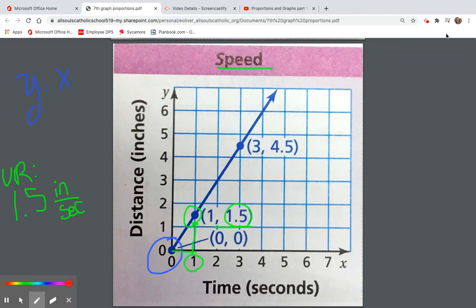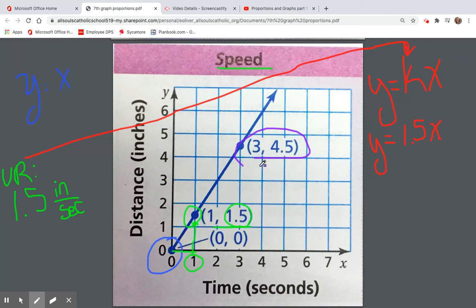Knowing this helps me come up with my equation for my line, where y is equal to the constant of proportionality, aka my unit rate, times x. So I can fill this in. Y will be 1.5 times x. And I can always prove this by looking at the data points that I know. For instance, when x was 1 here, y was 1.5. 1.5 times 1 is 1.5.